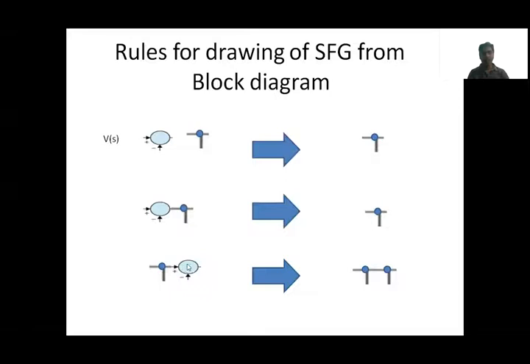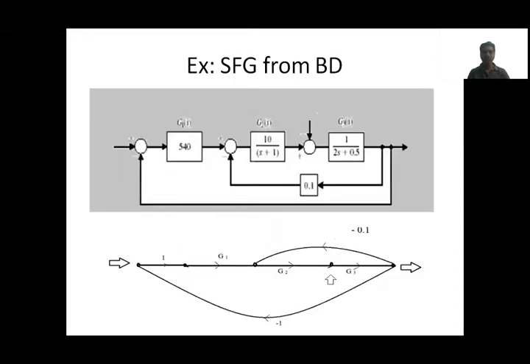Maybe after the summation it may go to some other blocks, and after that, if it comes to the takeoff point, the direction may be in some other way. So if there are any connections like this, first takeoff point and then summing point, we have to consider two nodes. These are the basic rules we have to know for converting a block diagram into signal flow graph representation. We'll see a simple example.